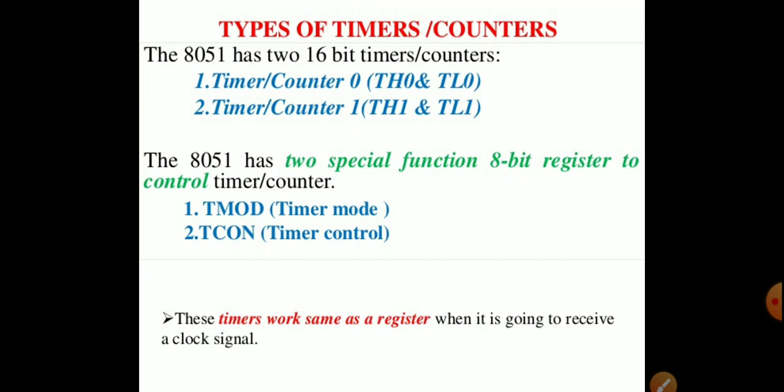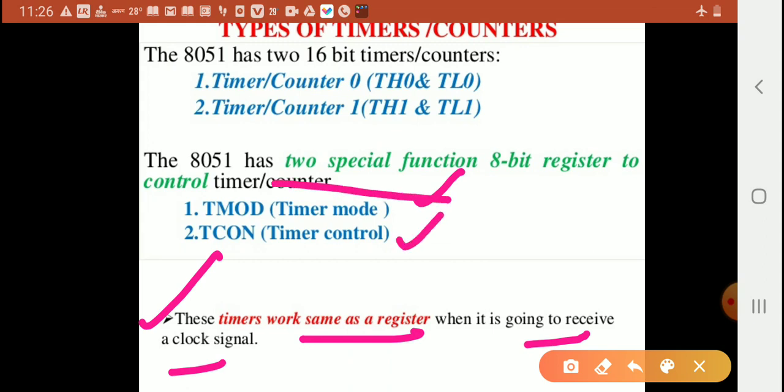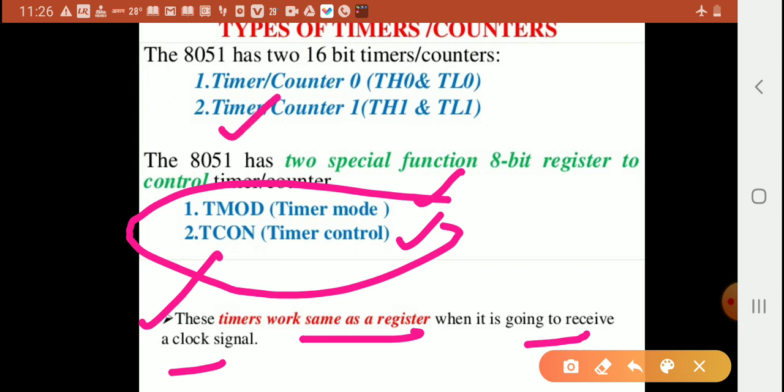These timers work the same as a register when they receive a clock signal. This is the TMOD timer mode and TCON timer control. So TMOD and TCON: the 8051 has two special function 8-bit registers to control the timer and counter.